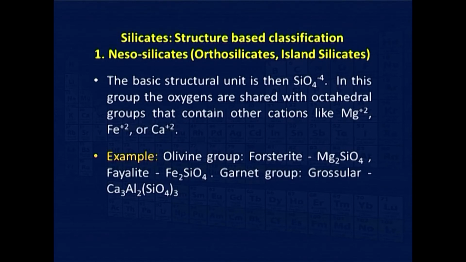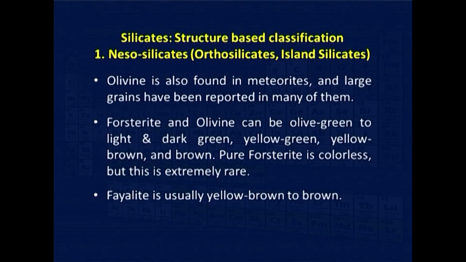In this group, the oxygens are shared with octahedral groups that contain other cations like magnesium ion, ferrous ion or calcium ion. For example, the olivine group, where forsterite is Mg2SiO4 and fayalite is Fe2SiO4, and in the garnet group the nesosilicates are present, known as grossular, Ca3Al2(SiO4)3. Olivine is also found in meteorites and large grains have been reported in many of them.